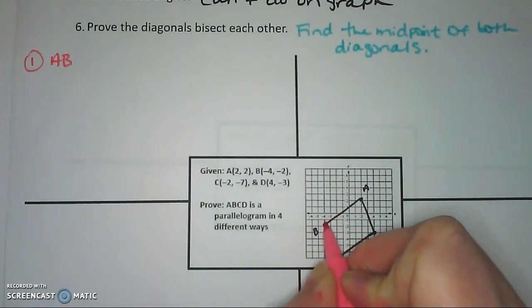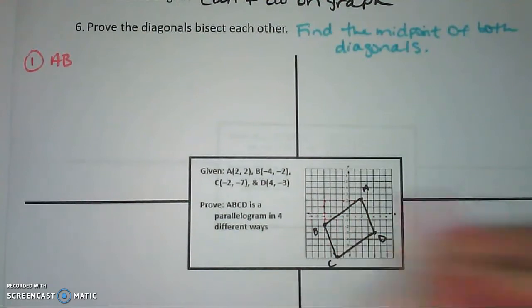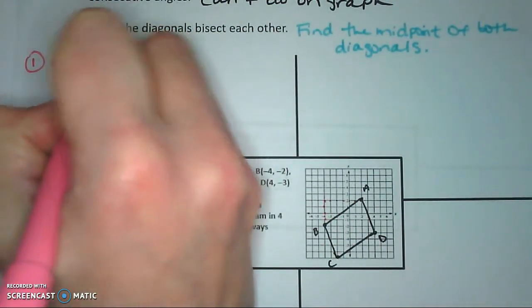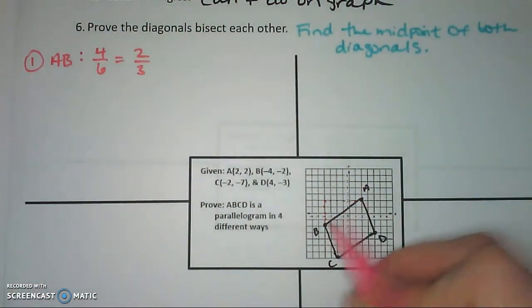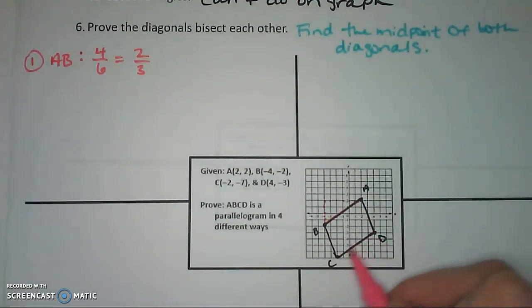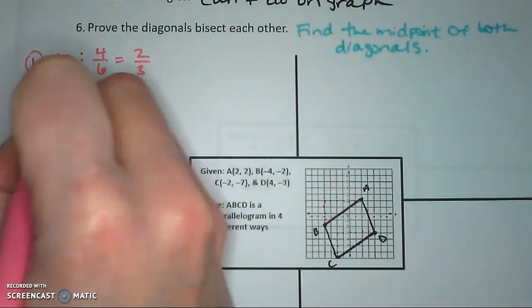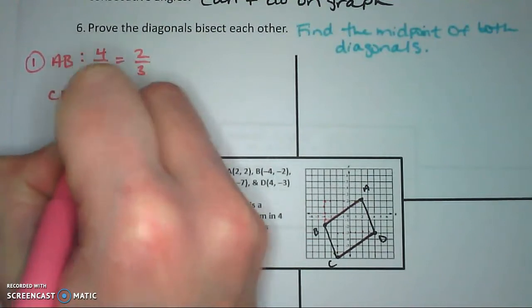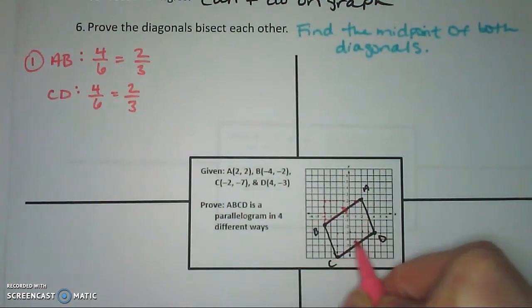So AB is going to be 1, 2, 3, 4, 1, 2, 3, 4, 5, 6. So AB has a slope of 4 over 6, which simplifies to 2 over 3. Next side, and I want to make sure, so AB is opposite side CD, so I'm going to go ahead and find the slope of CD. Again, I'm going to start down here, and I'm going to just count up to get to point D here. 1, 2, 3, 4, 1, 2, 3, 4, 5, 6. So for CD, we also have a slope of 4 over 6, which is equal to 2 over 3.